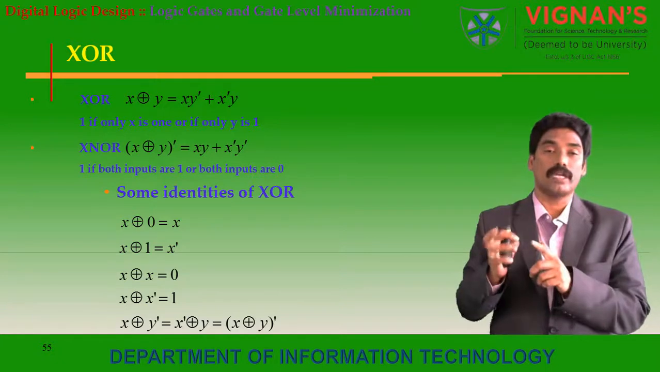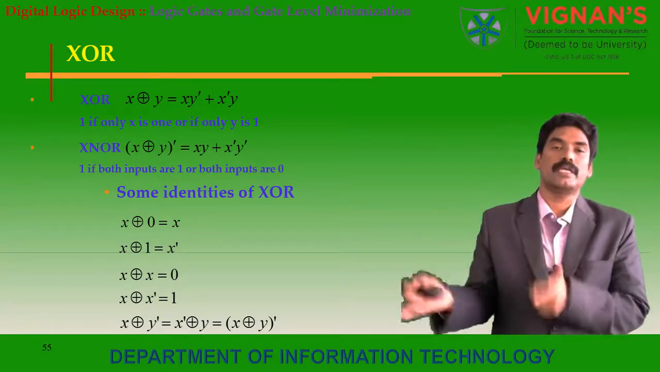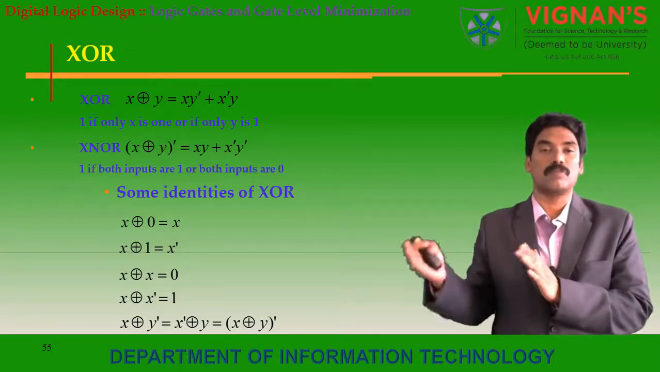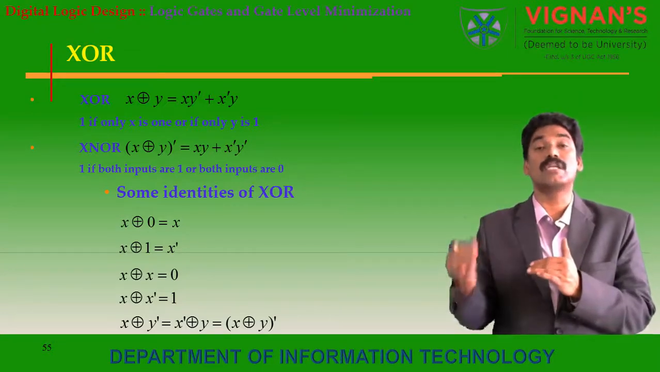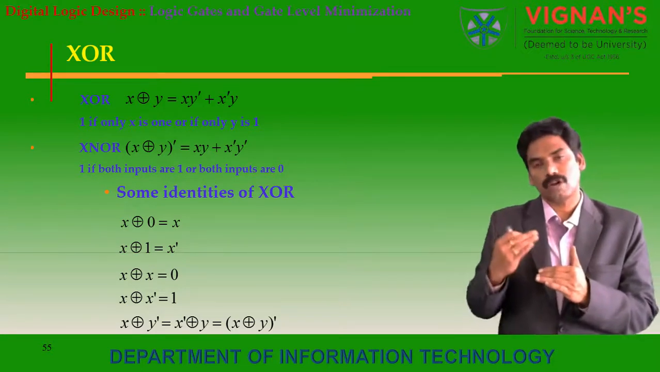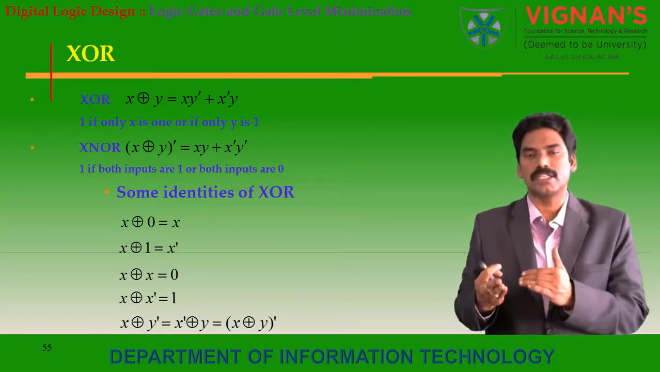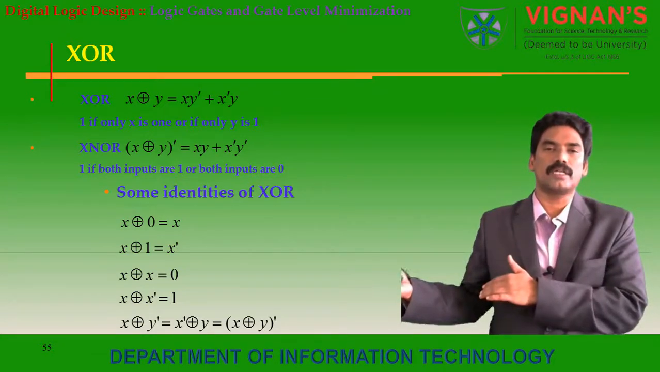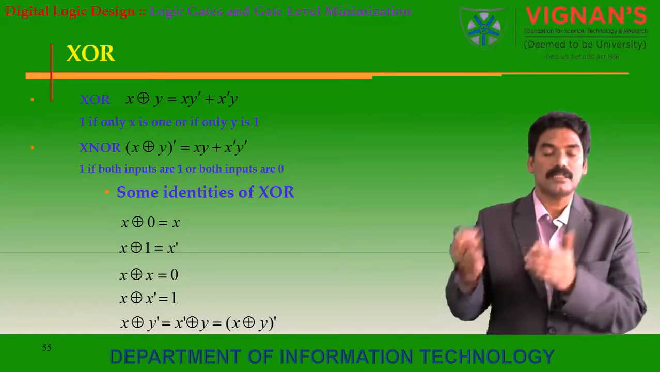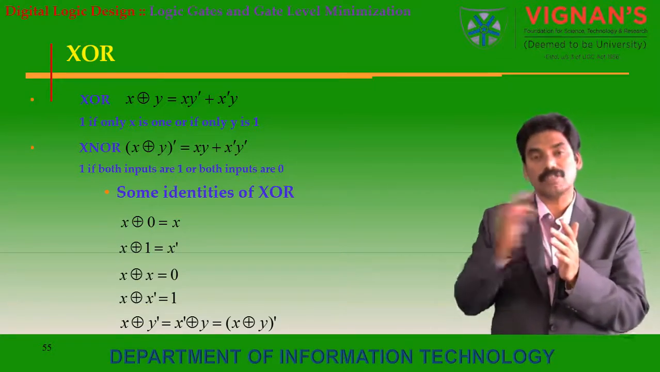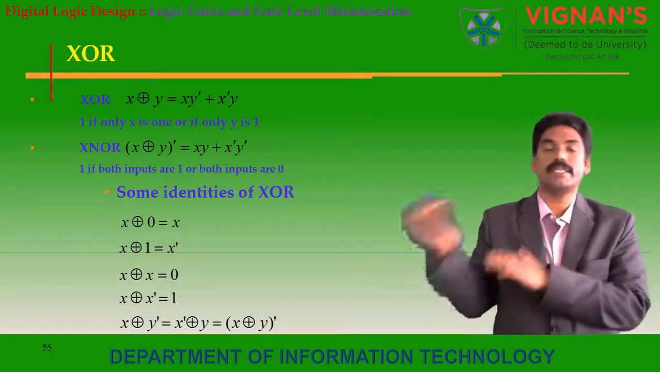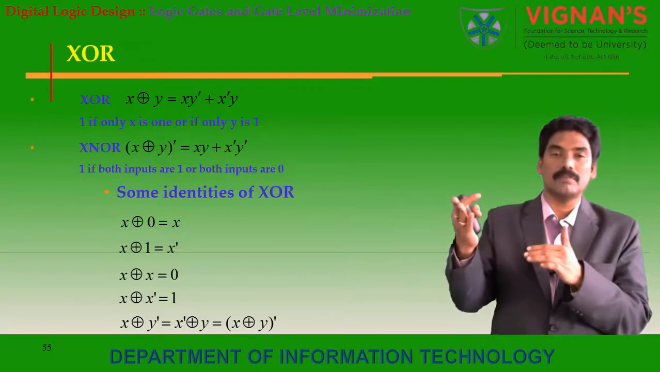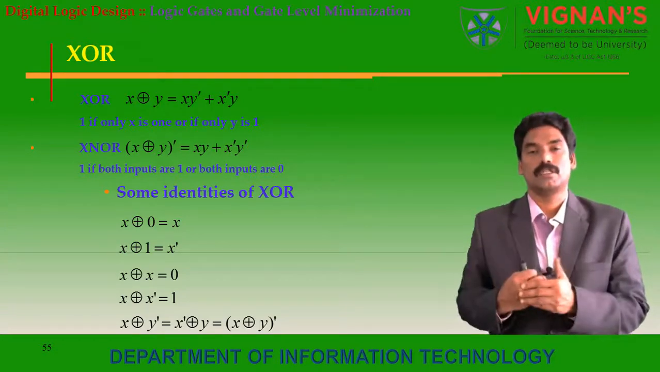So what about the XNOR gate? X exclusive OR y whole complement is equal to x XNOR y. The expression for that is x y plus x bar y bar, and this XNOR gate is also called the equivalence gate. Why are we calling it the equivalence gate? If the values of x and y are the same, then only the output is 1. In the XOR gate, only if the x and y values are different do we get 1. Whereas in the XNOR gate, if the values of x and y are the same, then only we get 1.